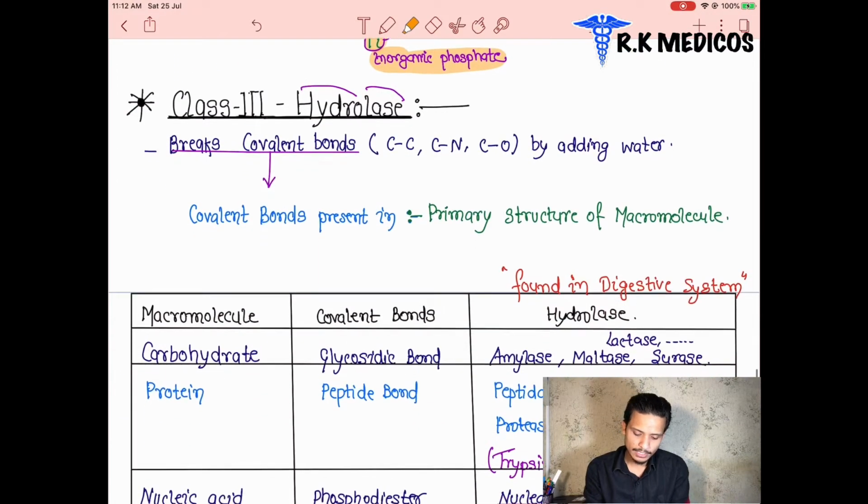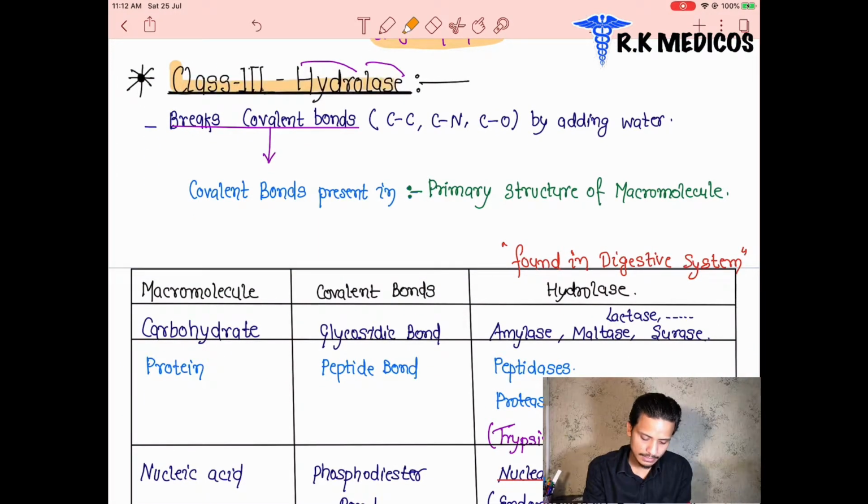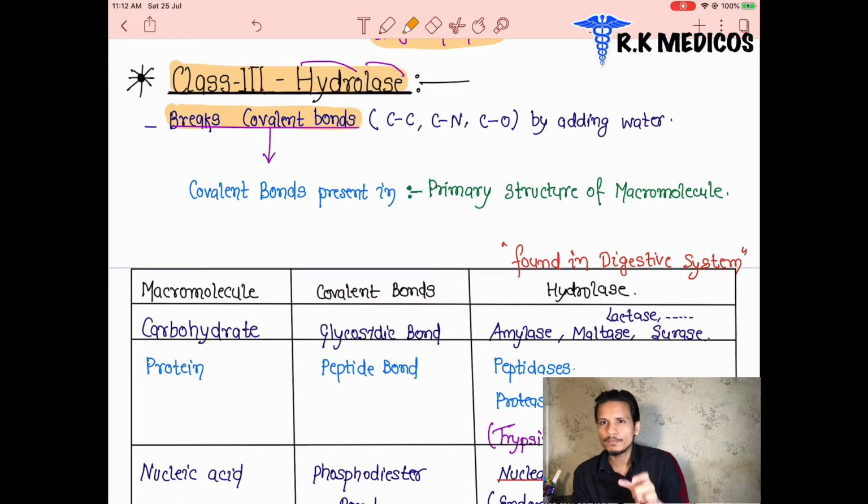Next we are going to see the class 3 enzyme, that is the hydrolase. Hydrolase is basically the breaking down of covalent bonds, and a covalent bond is a strong bond. These covalent bonds are going to break down. What are the different types of covalent bond? Do you know? Carbon-carbon, carbon-nitrogen, and carbon-oxygen. These are CO, CC, and CN. All these bonds are covalent bonds, and in hydrolases, when water is added, these bonds are going to break.